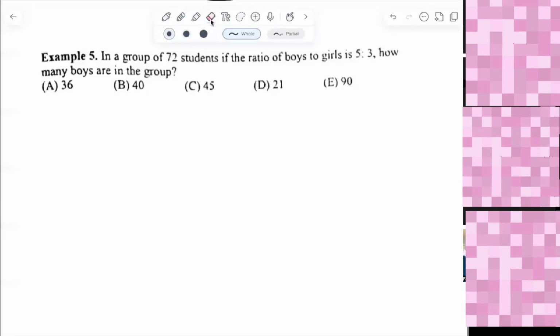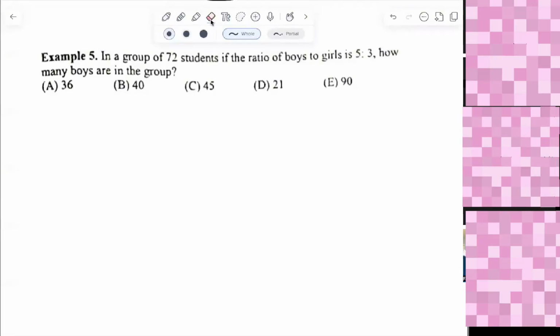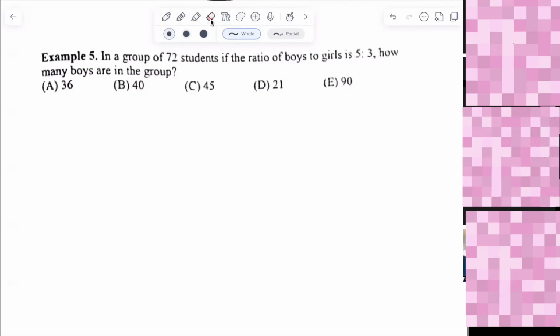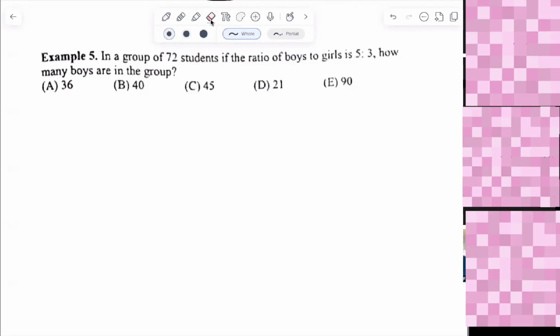All right, let's get started with this question. In a group of 72 students, if the ratio of boys to girls is 5 to 3, how many boys are in the group? Well, notice that boys have to be 5 and girls have to be 3, all right? For every 5 boys, there are going to be 3 girls.